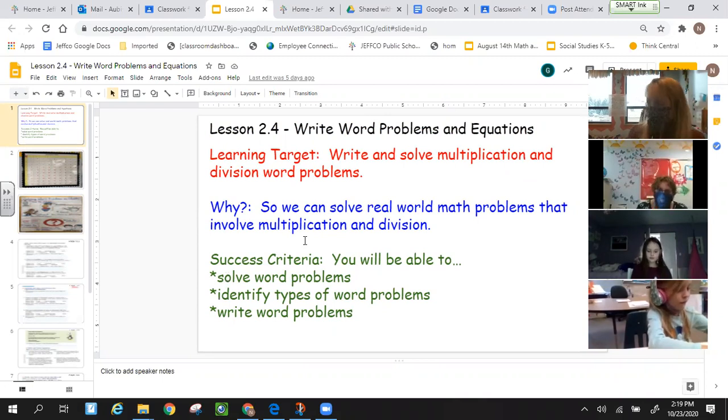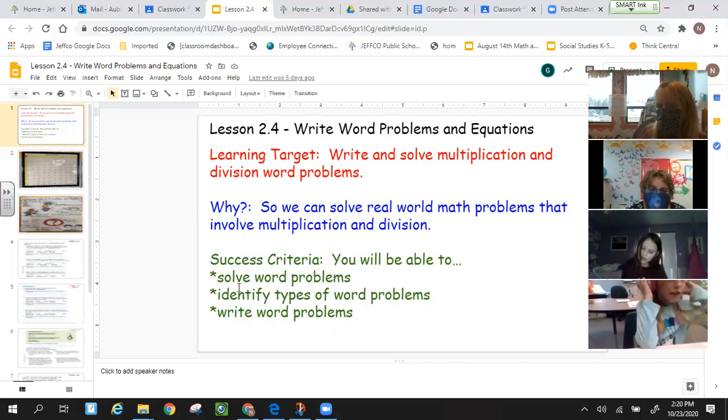and division. With that poster project, I had to do a lot of math, trying to figure out how many animals I would need if the third grade in-person students were sharing one. So I had to do some division. I had to use multiplication to find out how many posters I needed and all of that good stuff. So it is something you will use in your life. Our success criteria is to solve word problems. We're going to identify the different types of word problems and we're going to write some word problems.